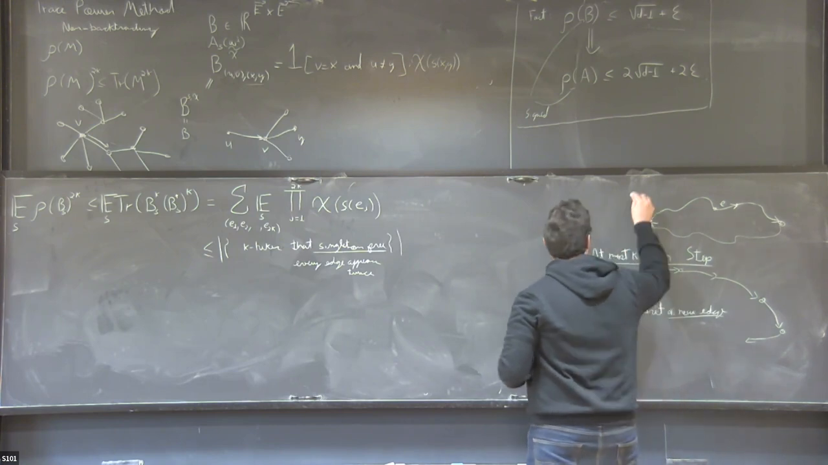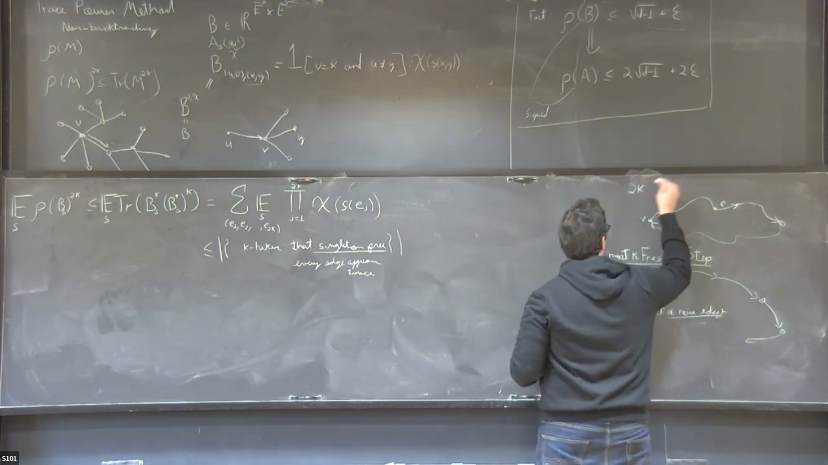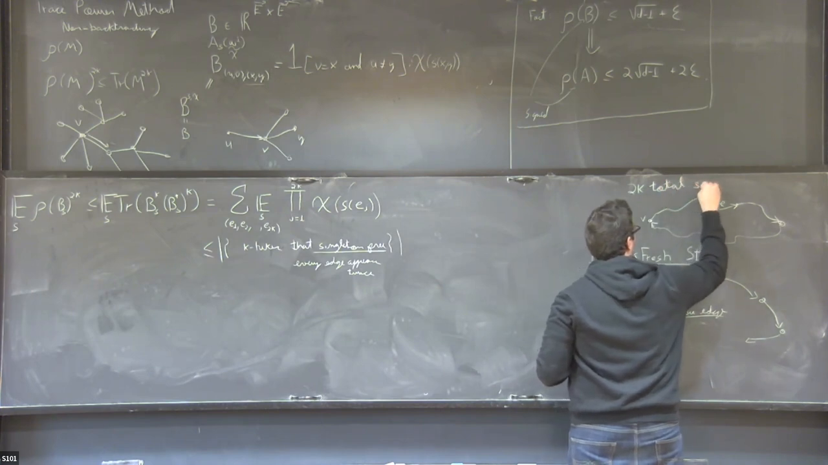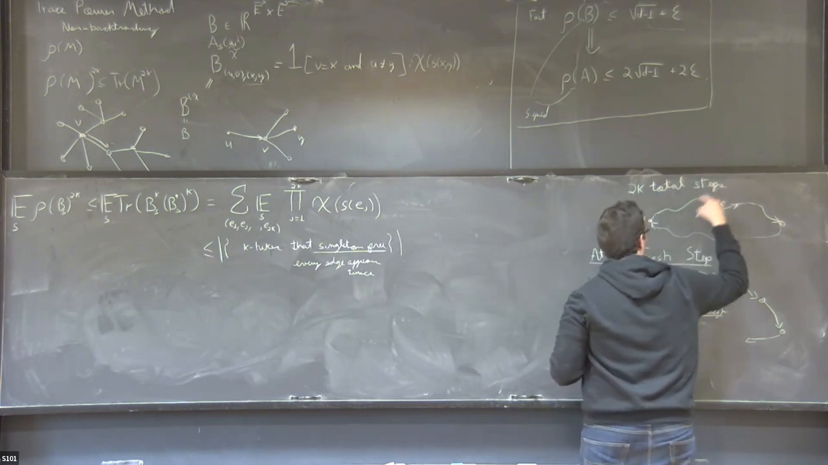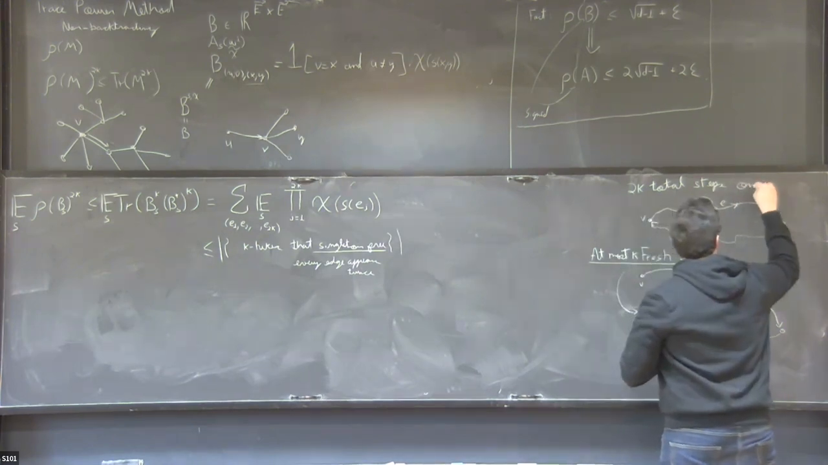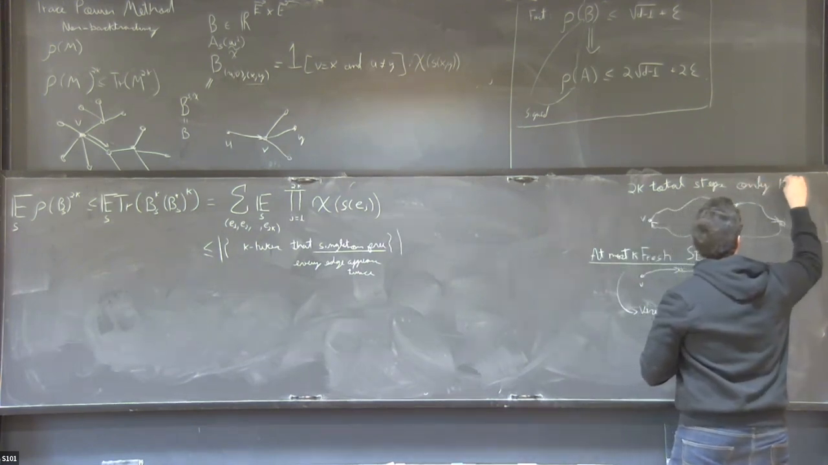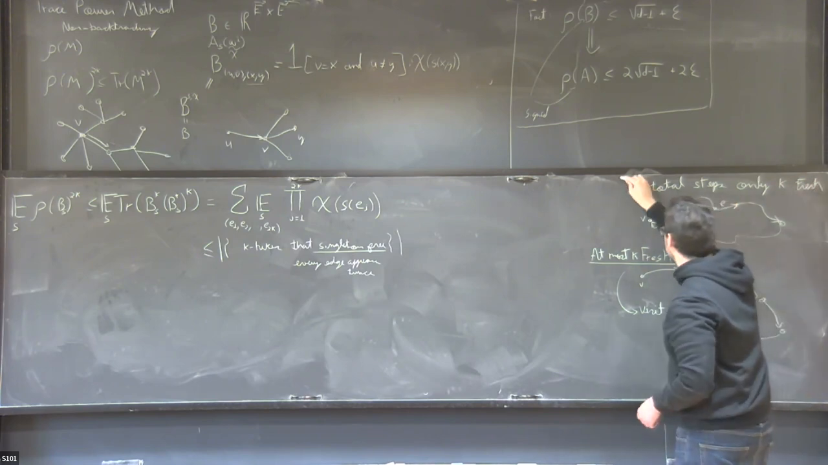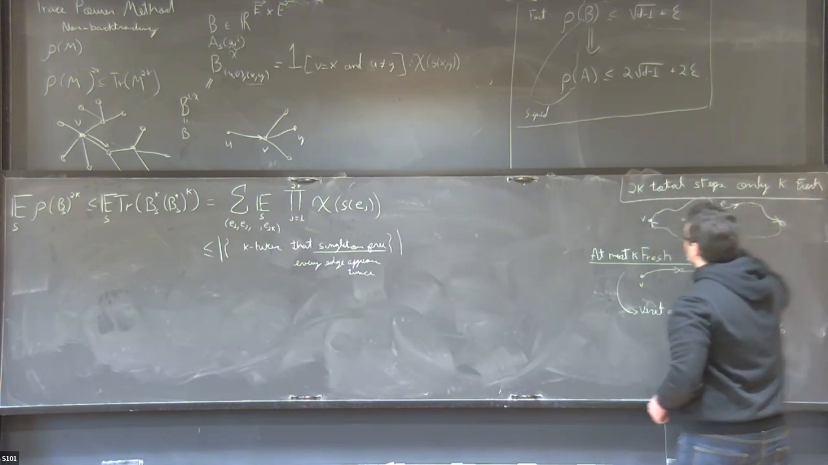So out of the total 2k steps, only k are fresh, where we are seeing a new edge. This is a crucial observation here.